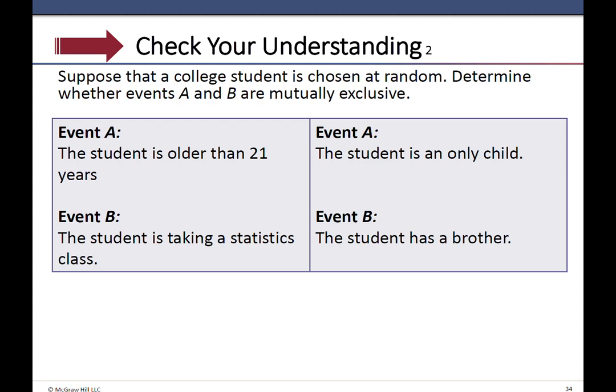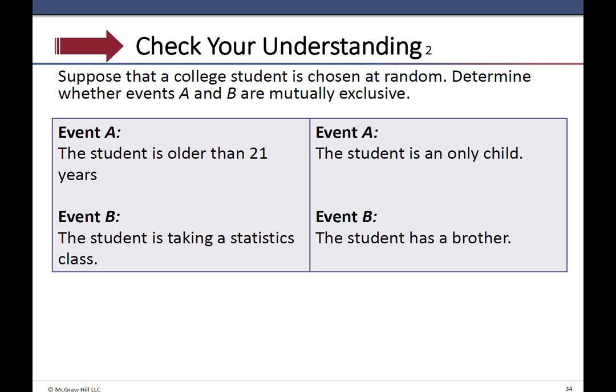Suppose that a college student is chosen at random. Determine whether events A and B are mutually exclusive. So event A is the student is older than 21 years, and event B is the student is taking a statistics class. Could those happen together? Well, certainly. You might be in this position yourself. You might be older than 21 years, and you are taking a statistics course. So those events are not necessarily mutually exclusive.